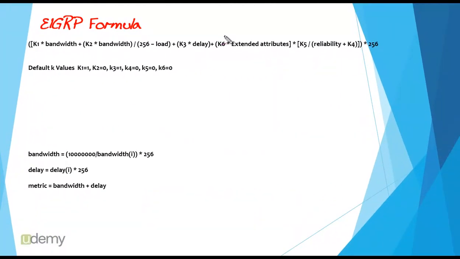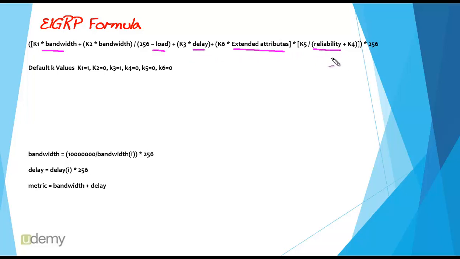When two routers become neighbors and inform each other about the topology table by sending full updates, it's time to calculate the metrics, choose the best route, and put it in the routing table. The EIGRP formula is this, and it seems complicated. As you can see, this formula is based on bandwidth, load, delay, extended attributes, and reliability.